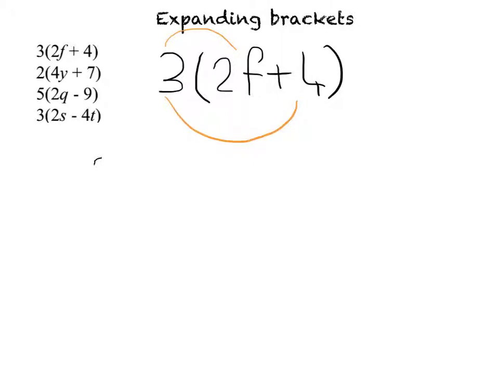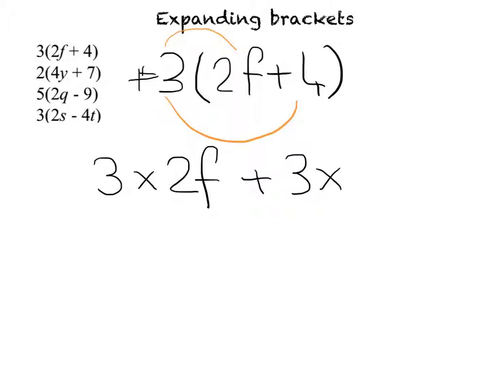is you're going to have 3 times 2f, and this is a plus 3. So it's plus 3 times, that's a plus 4. So we need to know our negative number rules. We need to know how to multiply algebraic terms.